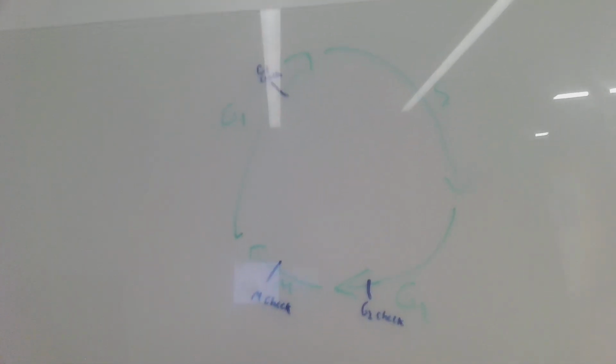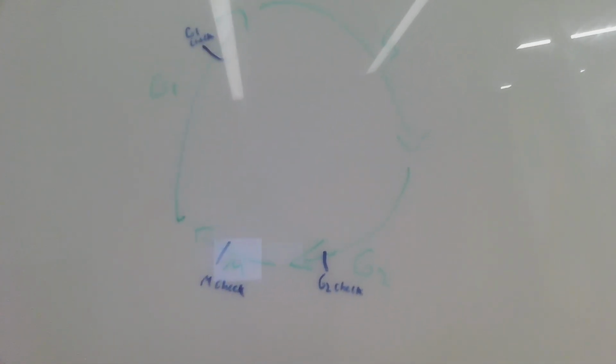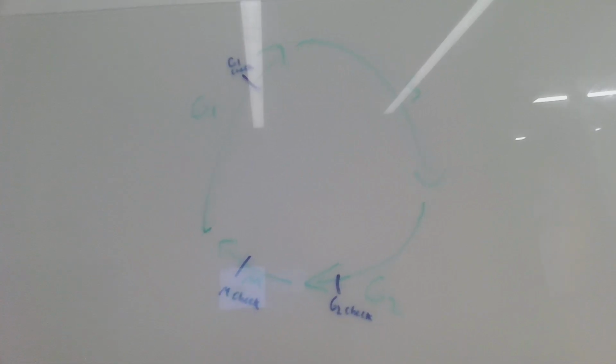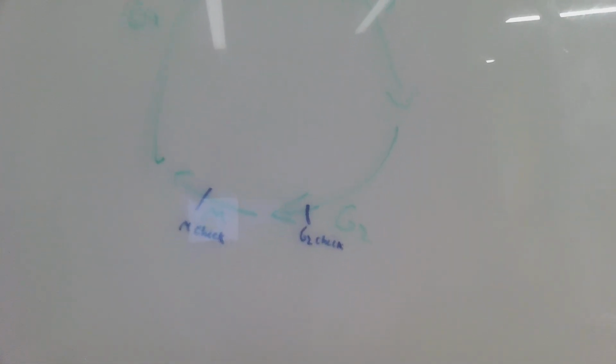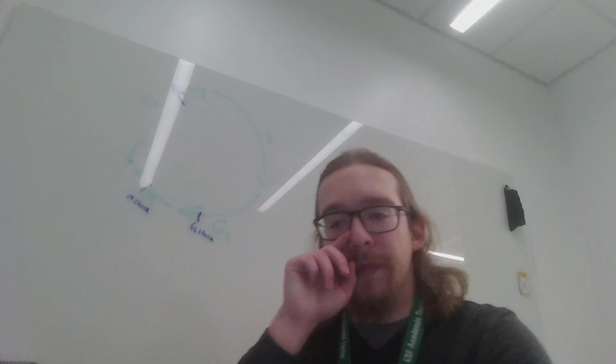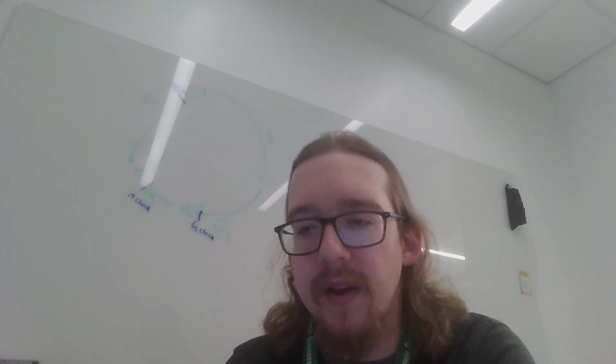Now, there are three checks. I drew them proportional to where they are in the cycle. The G1 check, which is at the end of G1, the G2 check, which is at the end of G2, and the M check, which is at the end of mitosis. These are regulated by cyclin proteins. Proteins do a lot in our cells, if you haven't noticed yet.